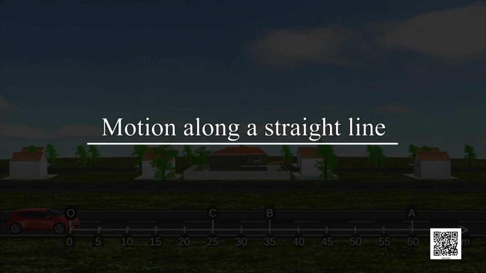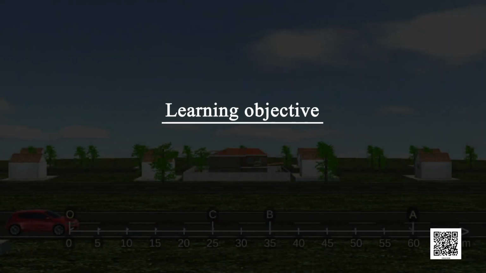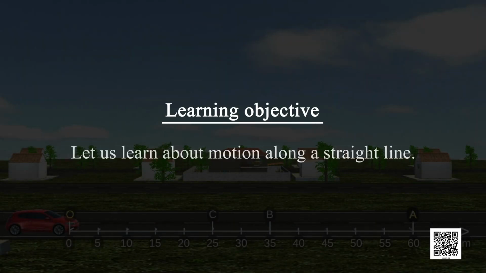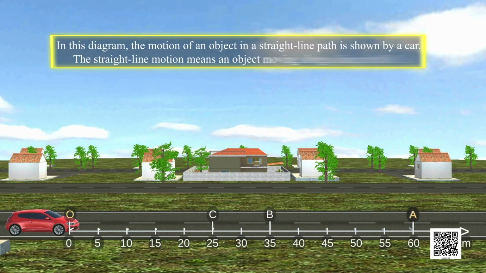Motion along a straight line. Learning objective. Let us learn about motion along a straight line. In this diagram, the motion of an object in a straight line path is shown by a car. The straight line motion means an object moving along a linear path, OA.